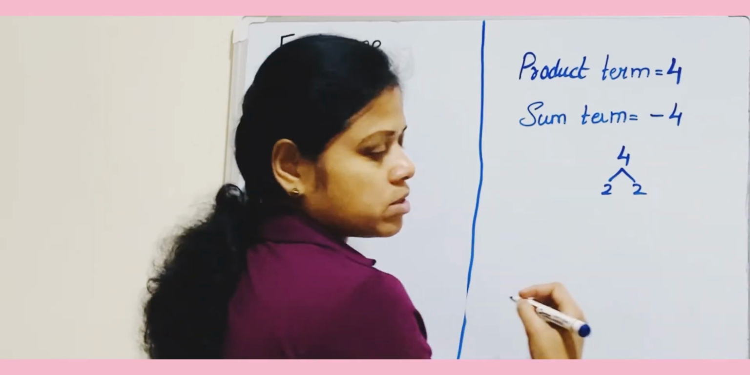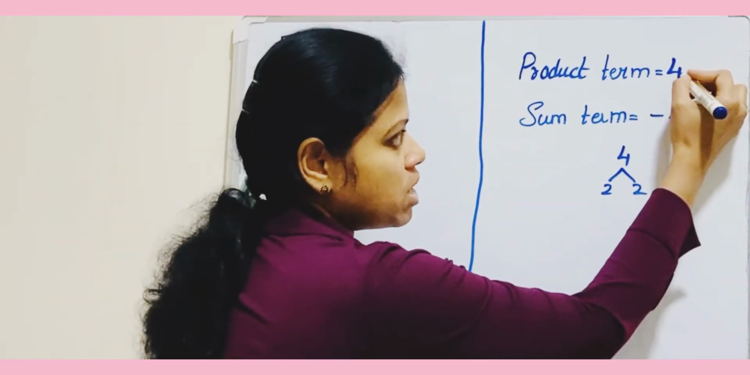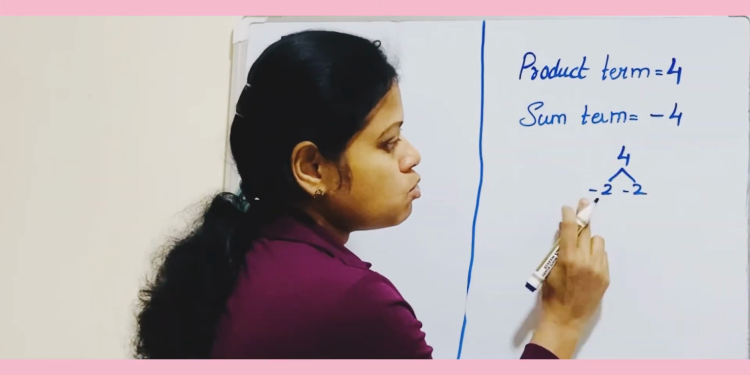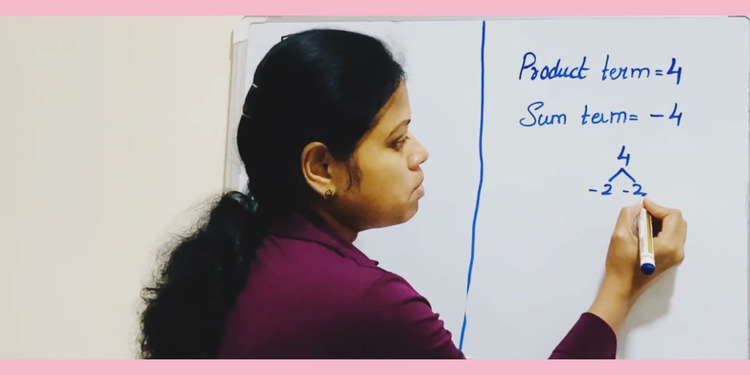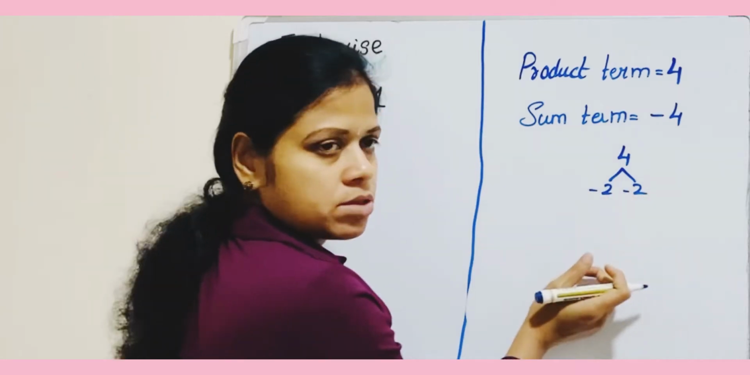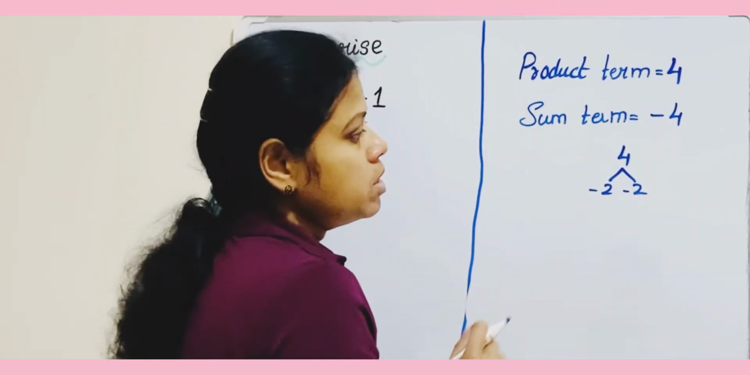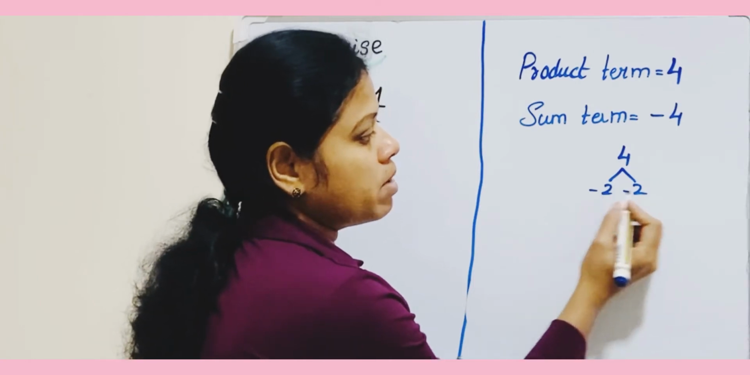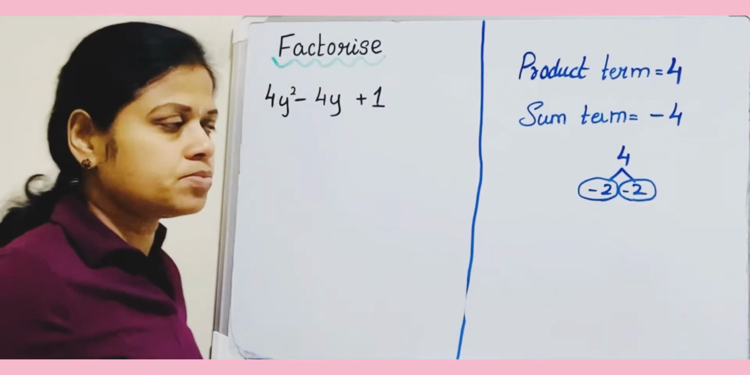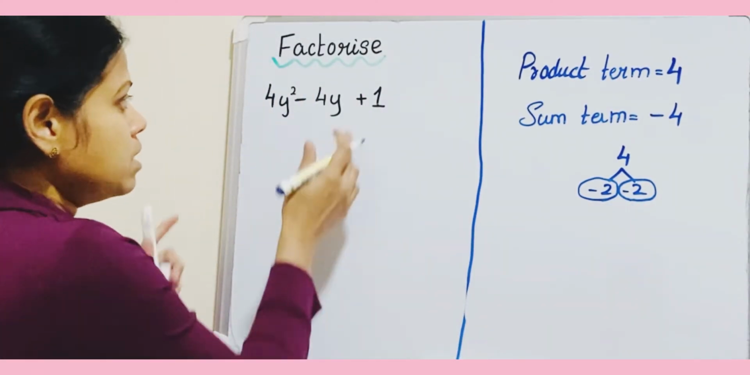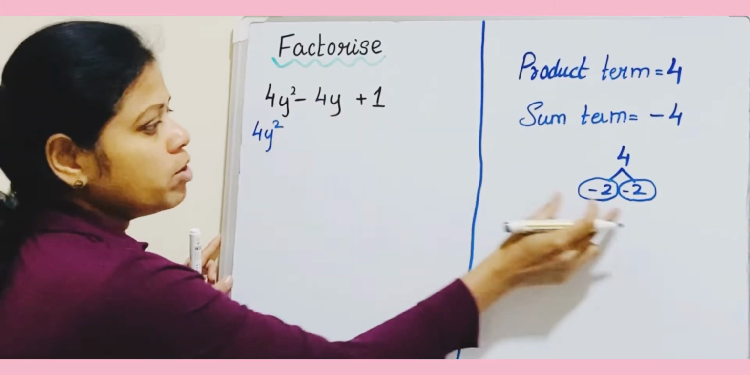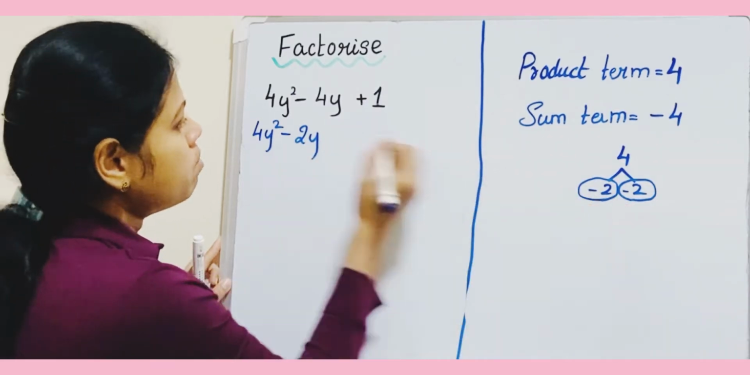So you can take these factors 2 and 2, and you have to get plus 4 as product, and here minus 4. So if these two are negative signs, minus 2 multiplied by minus 2 is plus 4, the product term. And minus 2 plus minus 2 will be minus 4, the sum term. So the factors are minus 2 and minus 2. So by splitting the middle term, first take this one 4y square, and instead of minus 4y, you have to write it as minus 2y minus 2y.